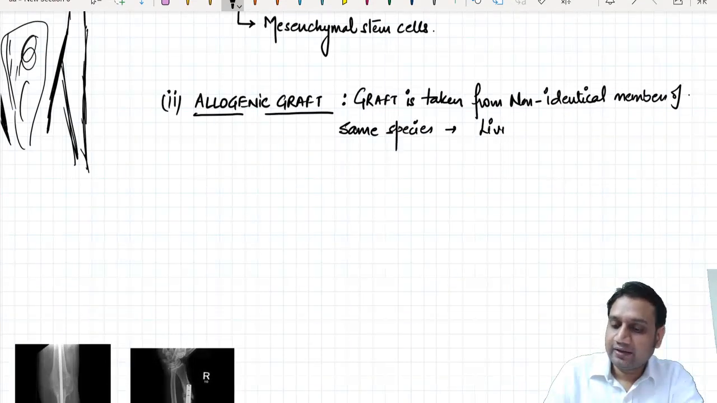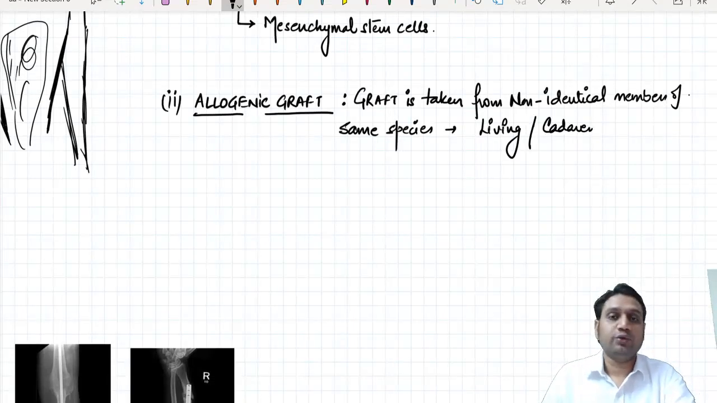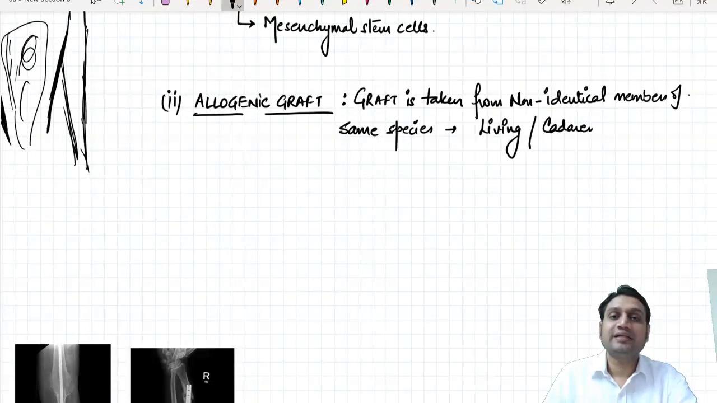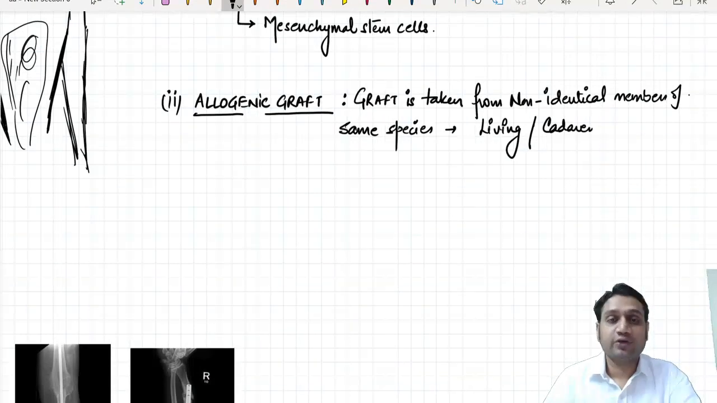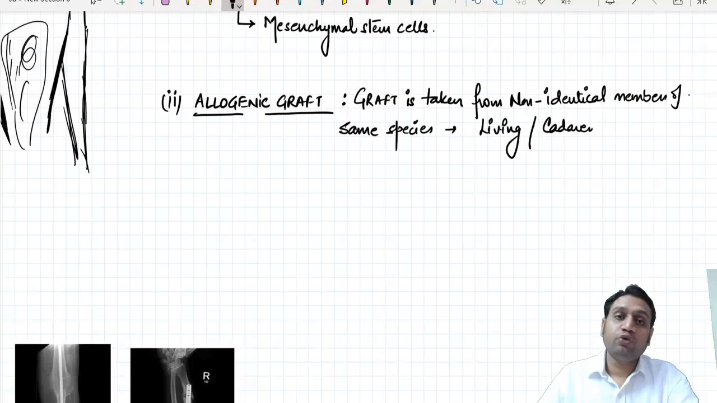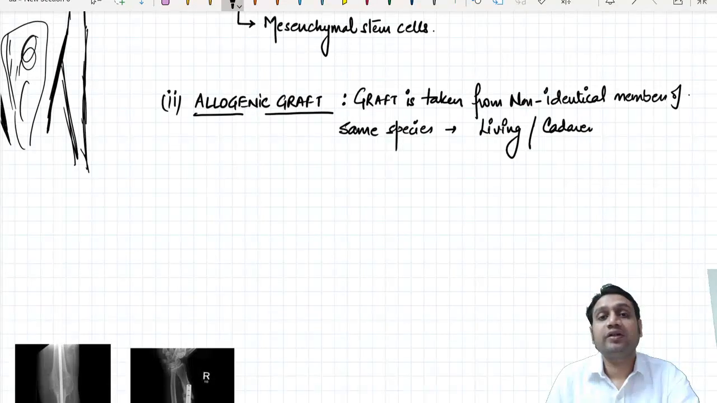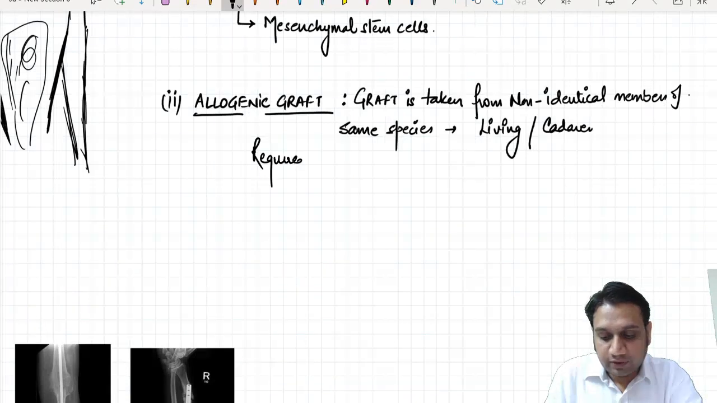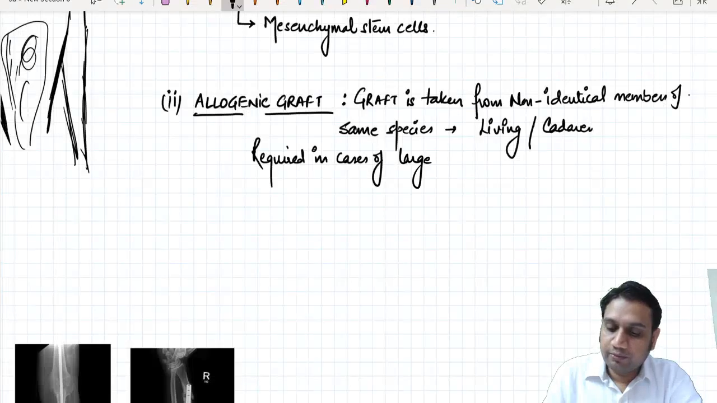So they can be living or cadaver, because nowadays we have bone banks also. When you do hemiarthroplasty, the head of the femur which is excised can be deposited in a bone bank, where it is screened and diseases are ruled out, and then it is preserved. If a lot of bone is required for grafting, the bone bank can give you the bone. So this is required when the loss of bone is very high, for example in cases of large bone excision.